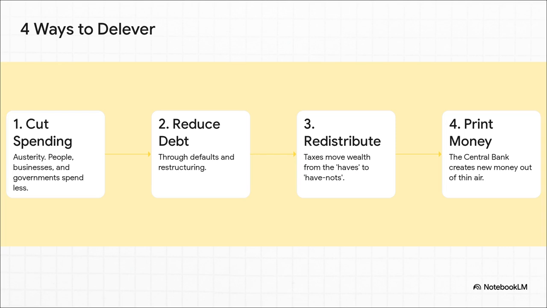It turns out there are only 4 levers you can really pull to get that debt burden down. And believe me, they are all politically painful. You can cut spending, which is austerity. You can force debts to be reduced through defaults. You can redistribute wealth with higher taxes, or you can just print money. There are no easy choices on that list.